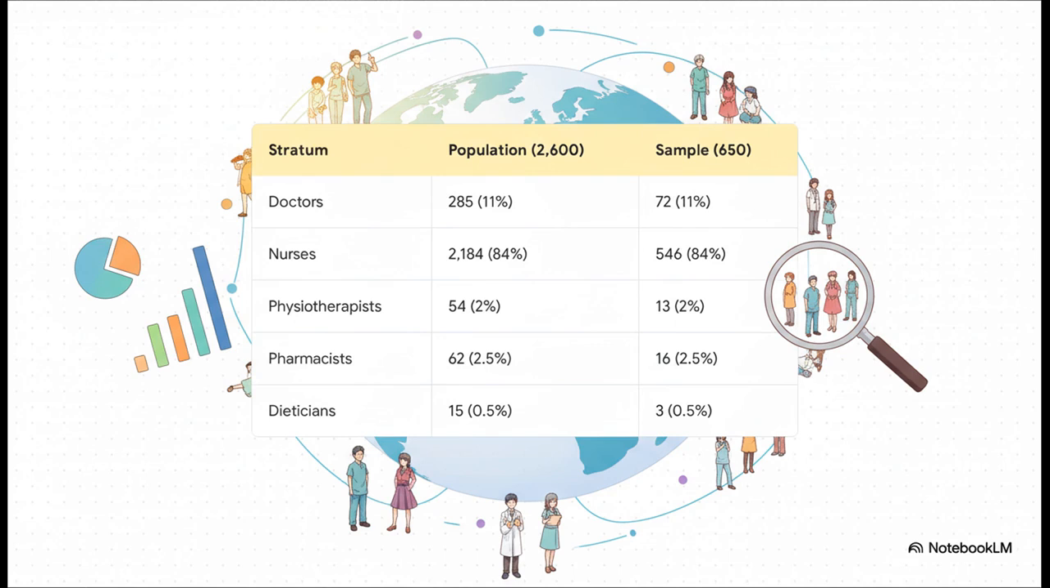And check this out. Here's a perfect real-world example. Say you're studying 2,600 healthcare workers. You can see that nurses make up a huge chunk of that group, 84%. So when you create a proportional sample of 650 people, you make sure that 84% of your sample is also nurses. This is so powerful because it makes sure that even the smallest groups, like the physiotherapists at only 2%, are still represented exactly right.